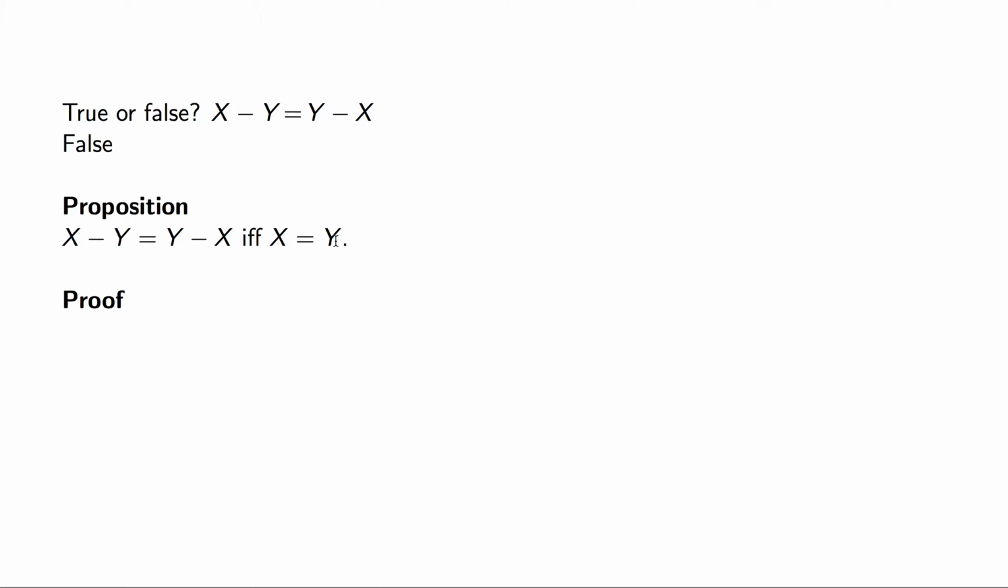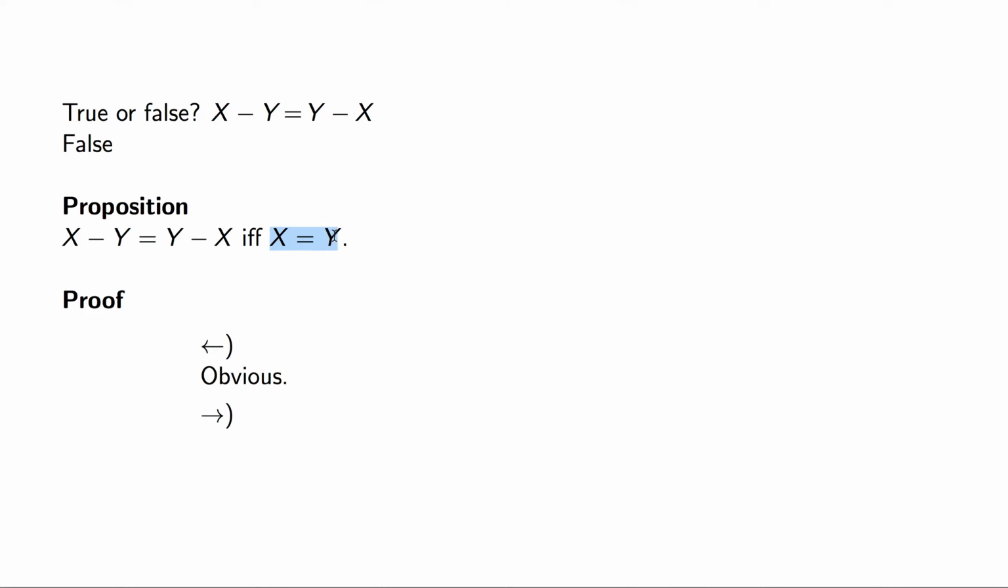We'll construct a proof. Please notice that the proposition has the form of an equivalence. This consists of 2 implications. There will be 2 implications to prove. And first, let us notice that the implication from the right to the left is obvious.